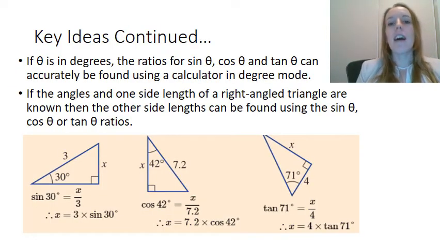Okay, so key ideas continue. This is going to be a little bit of a longer video if you haven't figured that out. So if the angle is in degrees, the ratio for the sine, cos, and tan can accurately be found using a calculator in degree mode.